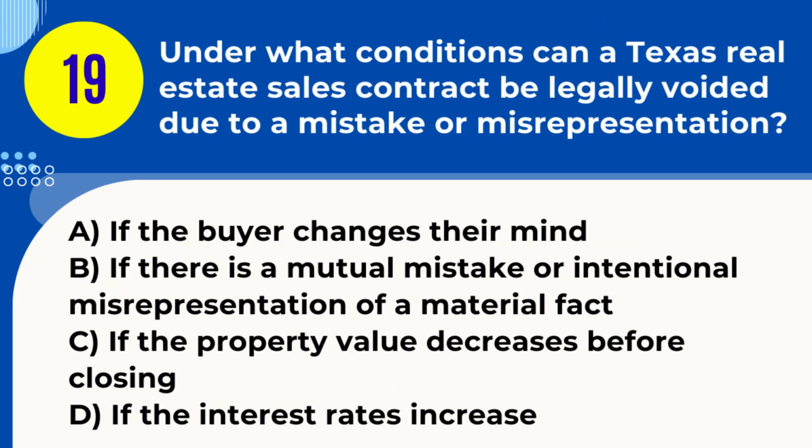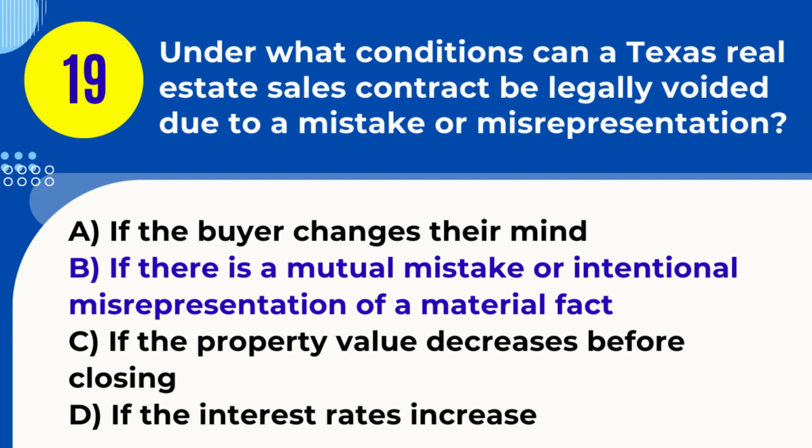Question 19. Under what conditions can a Texas real estate sales contract be legally voided due to a mistake or misrepresentation? A. If the buyer changes their mind. B. If there is a mutual mistake or intentional misrepresentation of a material fact. C. If the property value decreases before closing. D. If the interest rates increase. Answer. B. If there is a mutual mistake or intentional misrepresentation of a material fact.